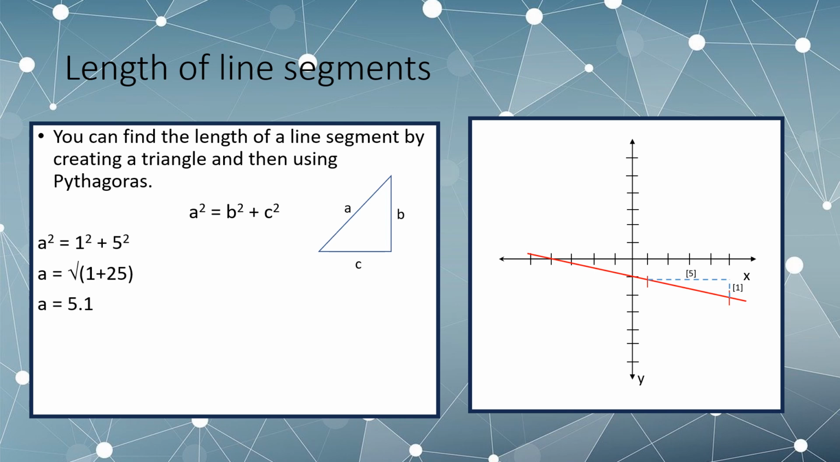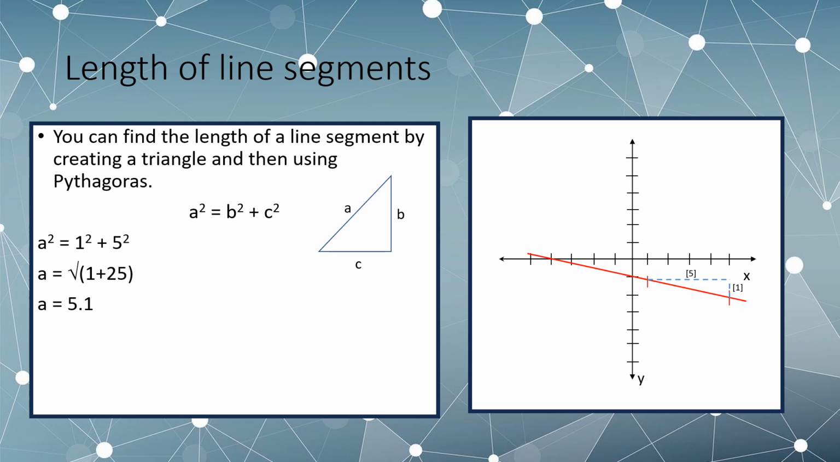Looking at a line now on the Cartesian plane, you can see if we take this small segment here, highlighted by the two red lines, we can see it goes across 5 and drops 1. Straight away, you should be able to see with the dotted lines that I have created a triangle. So the line segment we're trying to find is our hypotenuse in this case. So we'd have a squared is equal to 1 squared plus 5 squared, as they take the values of b and c. So a is equal to the square root of 1 plus 25. So a is equal to 5.1.